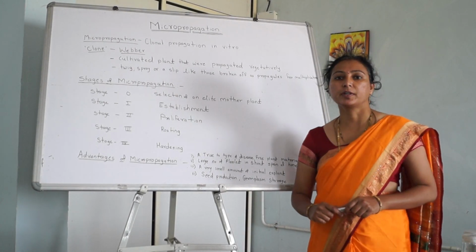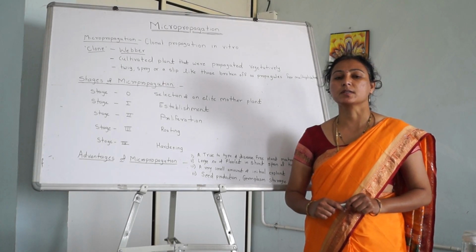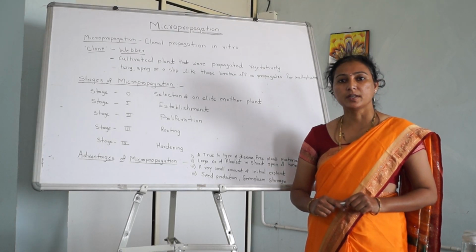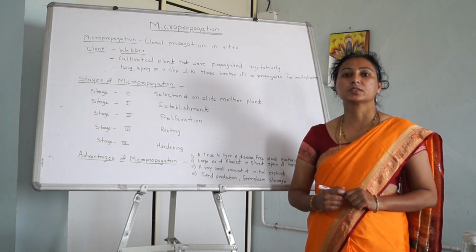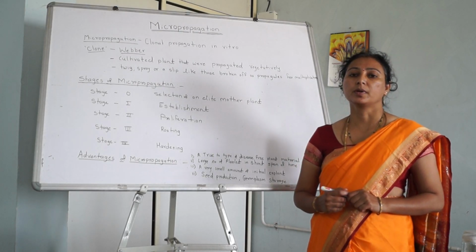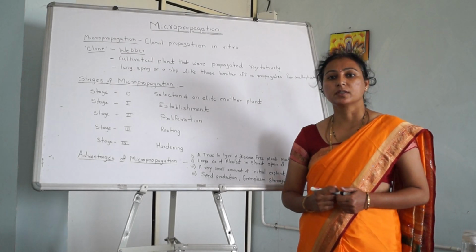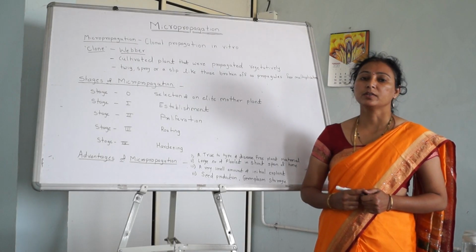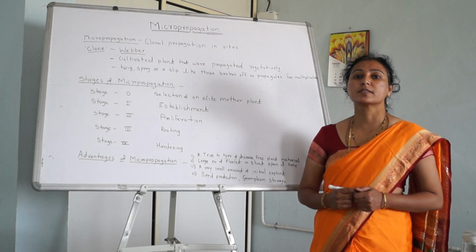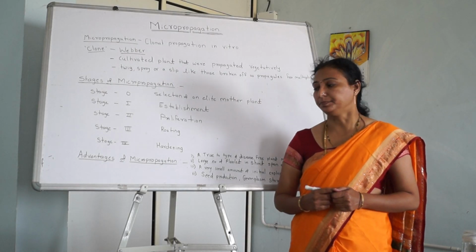Today we will see an important technique of plant tissue culture, that is micropropagation. Nowadays plant tissue culture has been popularly used to produce asexually reproducible plants by vegetative reproduction. The plant tissue culture technique is widely used to produce a large number of disease-free planting material.